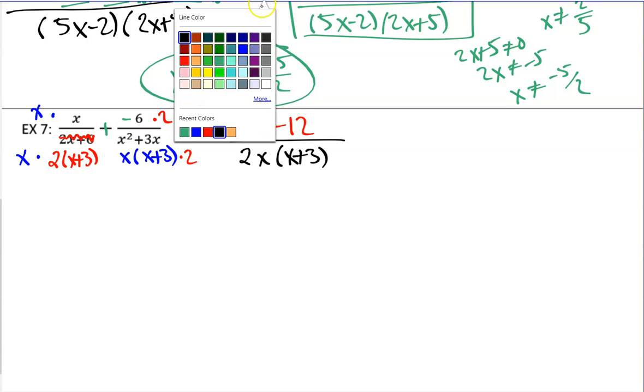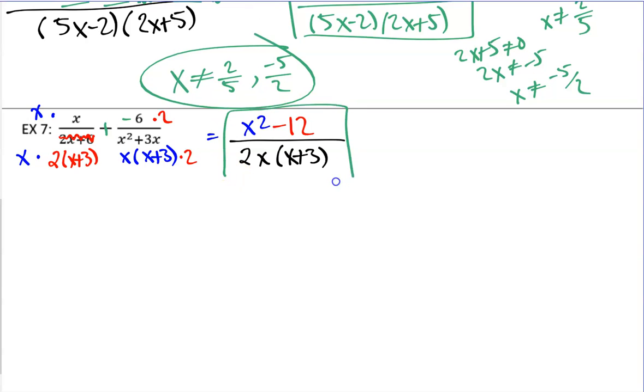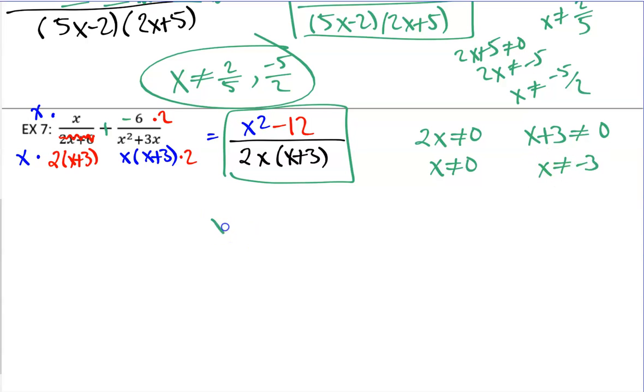I'm not done though. I still need to identify my excluded values, or what's going to make my denominator equal to 0. There are 2 different x's, so there are going to be 2 different values that I cannot have. So 2x is not allowed to be equal to 0. Divide by 2, and x can't be 0. And my other piece is x plus 3, so x plus 3 cannot be 0. Subtract that 3 over, and x cannot be negative 3. So my excluded values are 0 and negative 3. This expression works for any x value possible as long as it's not 0 or negative 3.